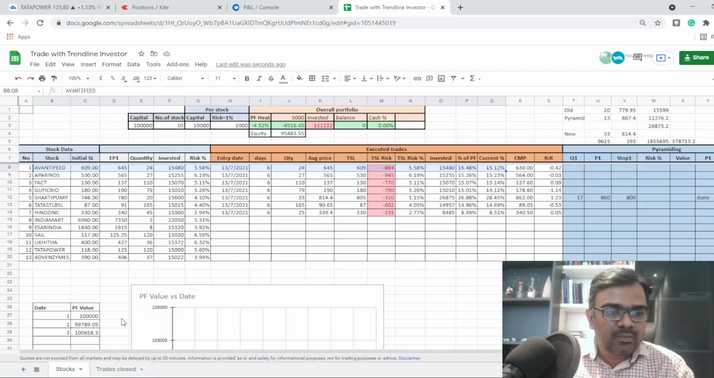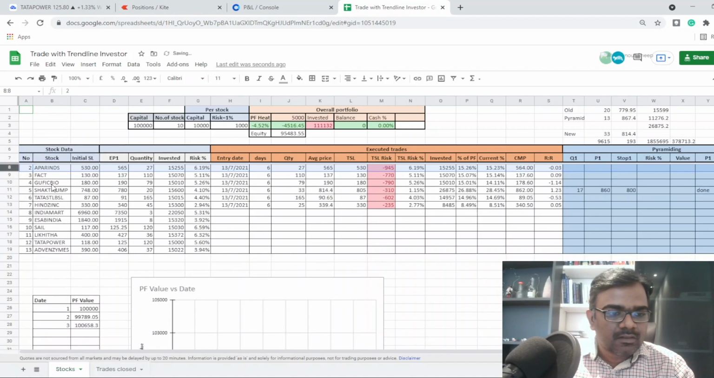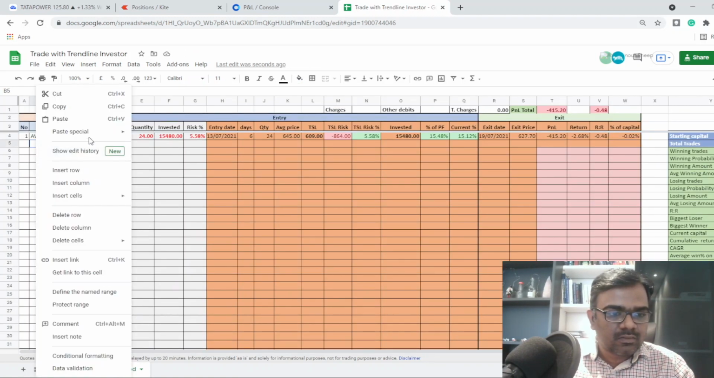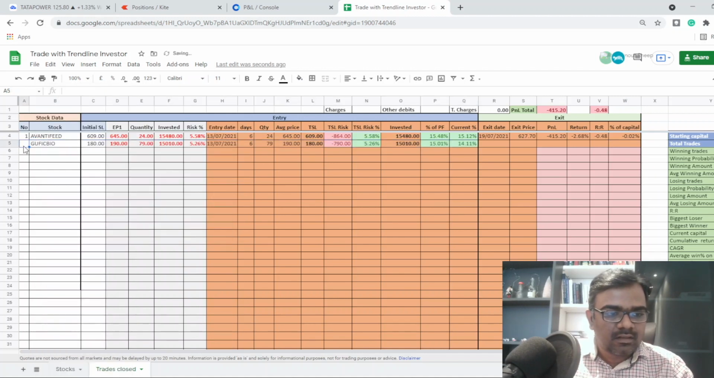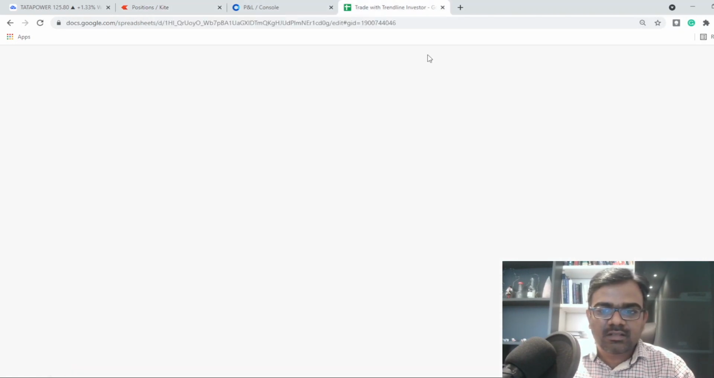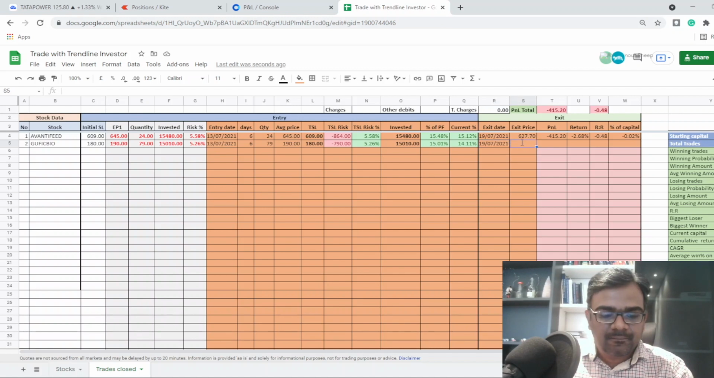So moving on to the next one, Gufic Bio. So I'm just going to delete this row because we don't need that anymore. So Gufic Bio, I'm just going to copy this again. Okay, let's do a Control C, go here and just do paste values, right? So this is my second stock which I exited today. So that's the same date. What was the exit price? Exit price was 179.15. Now plan was 180, but it got triggered at 179.15, right? So 179.15 is our stop loss. Now just copy this and paste it here.